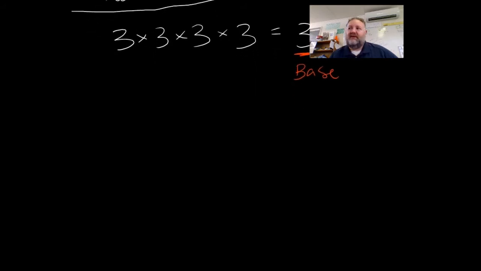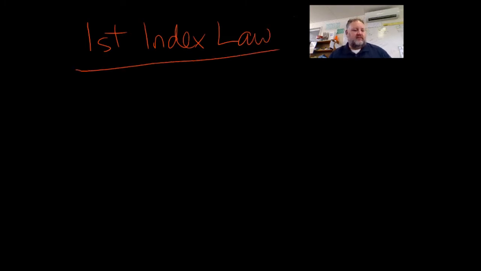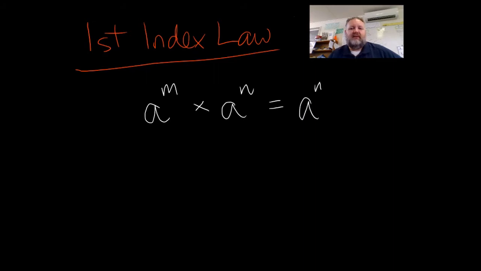Okay, so let's do the first one of those. The first index law is also known as the multiplicative law. I'm not going to try and spell that, but it's all about when indices are multiplied. So if I've got a to the power of m, and I'm multiplying it by a to the power of n, my answer is going to be equal to a to the power of m plus n.